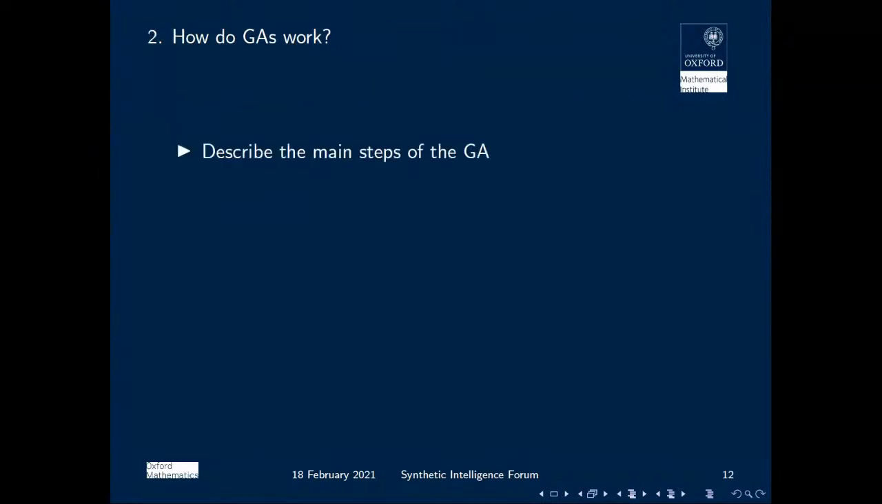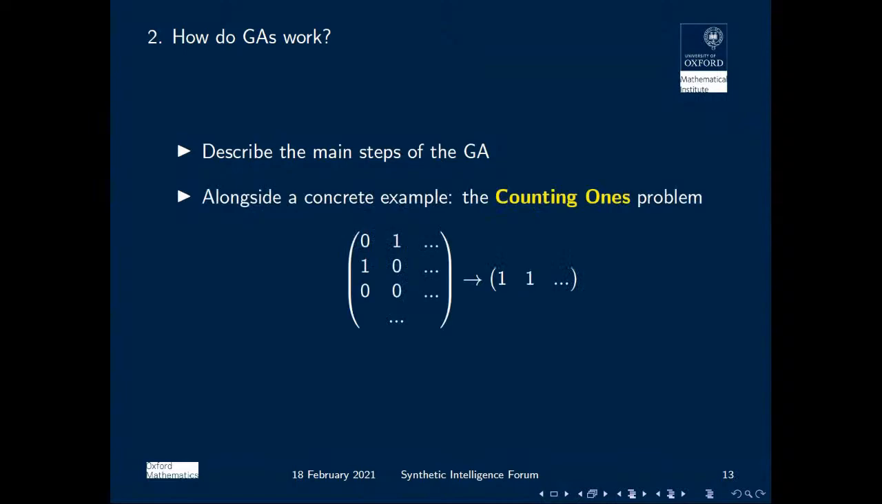So how do they work? Here I'm really going to go through the main steps, and I'm going to show these main steps with a very simple example that is quite familiar for those of you who have already done GAs before. This is the counting ones problem. And here in this problem, we are just starting with a vector of 0s and 1s. So each row here is a vector of 0s and 1s of a given length. And you have a lot of these vectors.